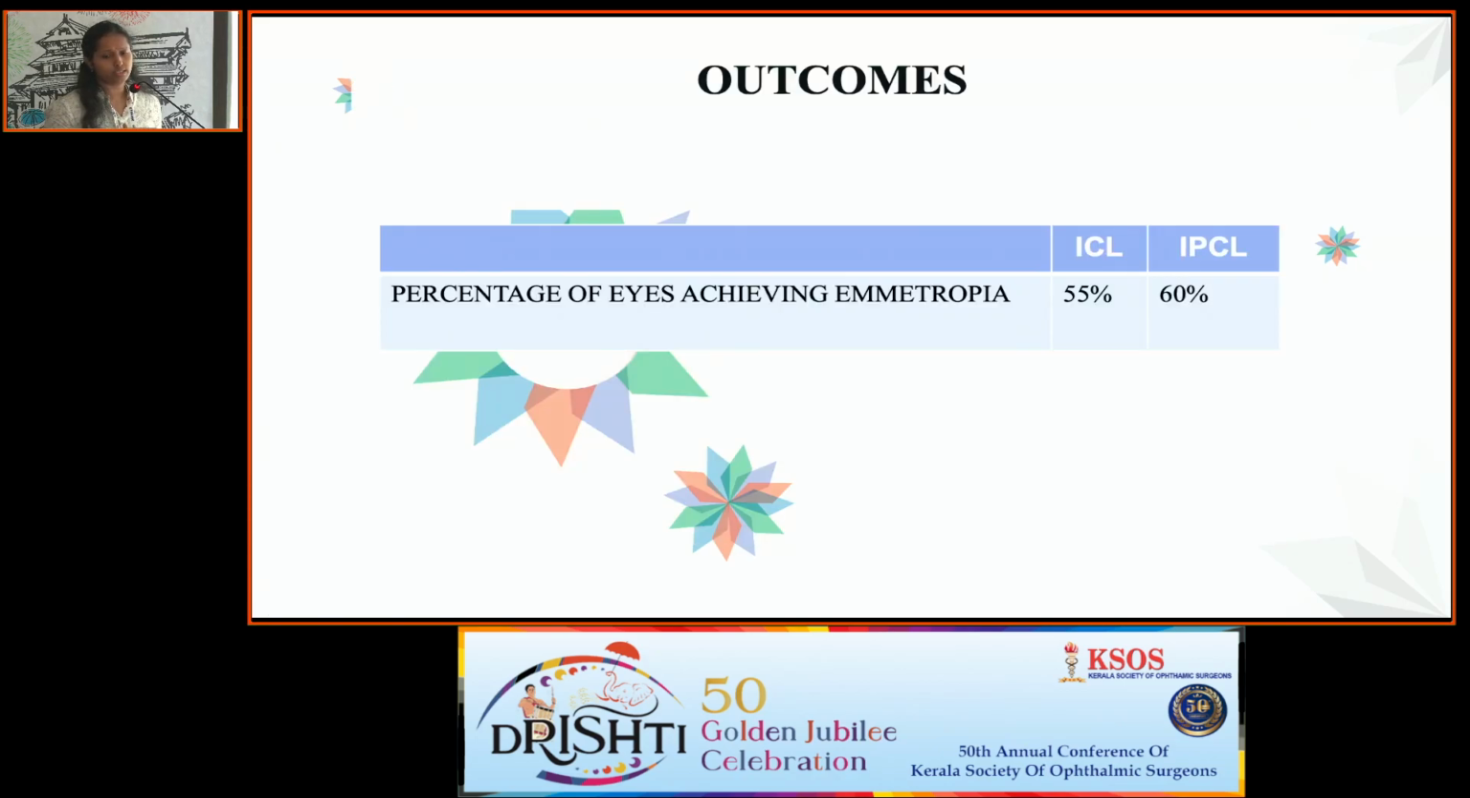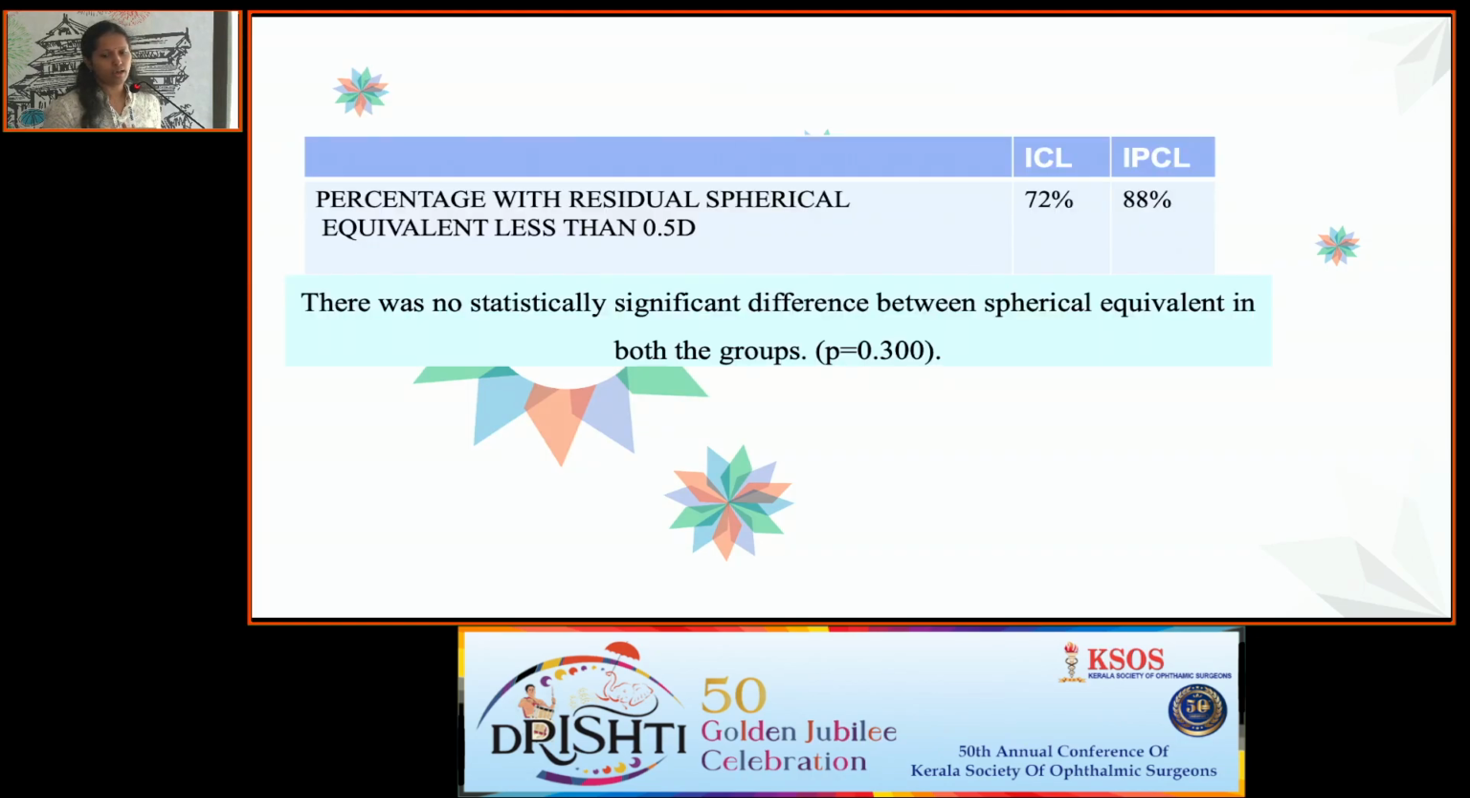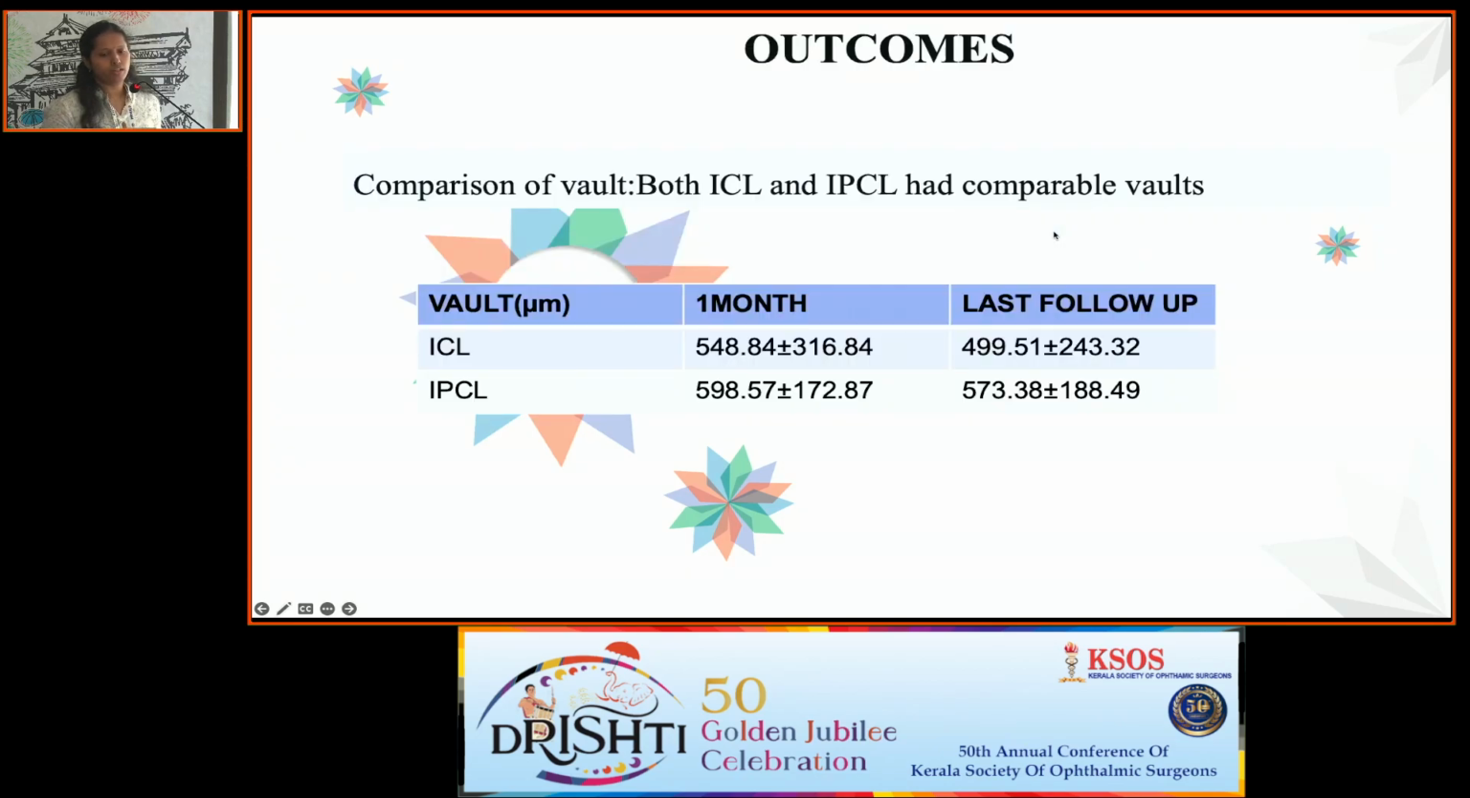The percentage of eyes achieving emmetropia was 55% in the ICL and 60% in the IPCL. Those with a spherical equivalent within 0.5 diopter were 72% in the ICL and 88% in the IPCL, and there was no statistical significance between them. The vault was seen to decrease from 1 month to the last follow-up in both groups.